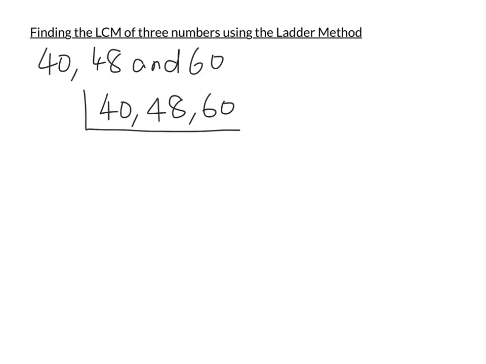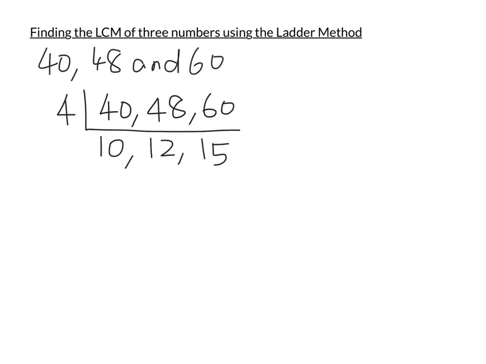And next, you need to think about a common factor of 40, 48, and 60. You can start with a prime number or you don't have to. I'm going to start with the number 4. So 40 divided by 4, you get 10. And 48 divided by 4 is 12. And 60 divided by 4 will be 15.